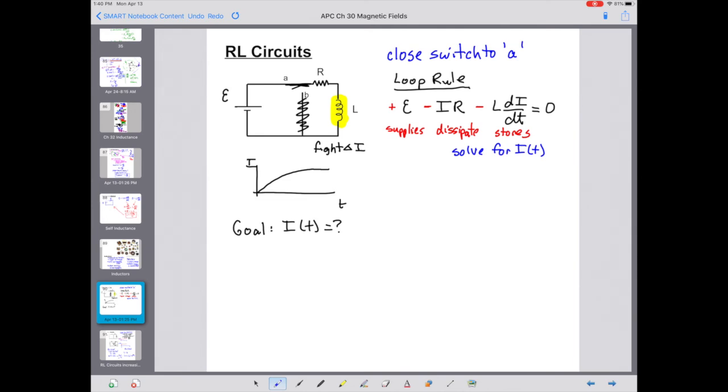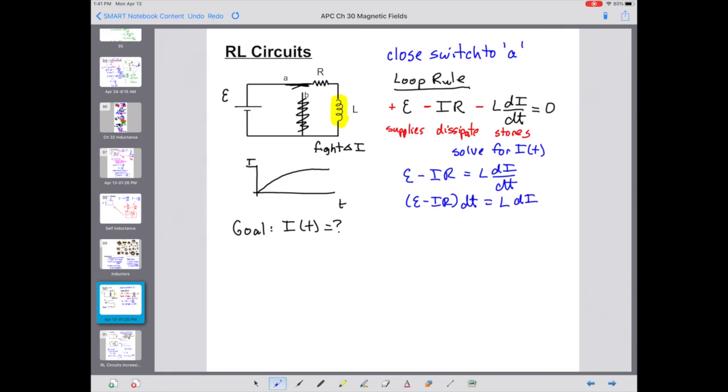So then I'm going to do some algebra. I'm going to keep the EMF minus IR on one side. I'm going to move the L dI/dt to the other side. I'm going to multiply the dt to the other side, so we're going to get (EMF minus IR) dt is equal to L dI.